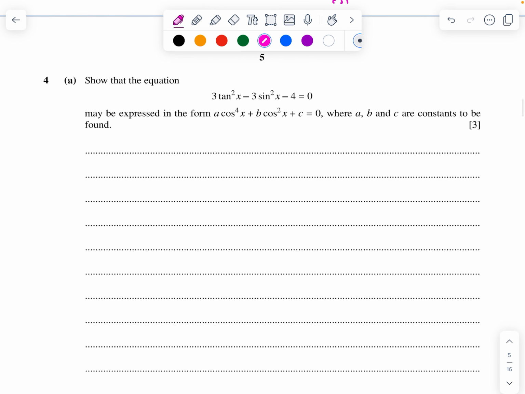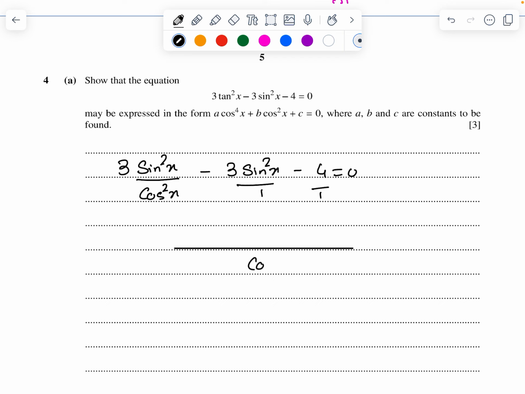Now question number 4. Show that the equation 3 tan square x minus 3 sin square x minus 4 equals to 0 can be written in the form of cos square. So 3 tan square x can be written as sin square x upon cos square x minus 3 sin square x minus 4 equals to 0. Take the common denominator as cos square x. So it becomes 3 sin square x minus 3 sin square x cos square x minus 4 cos square x equals to 0. 0 times cos square x is 0.